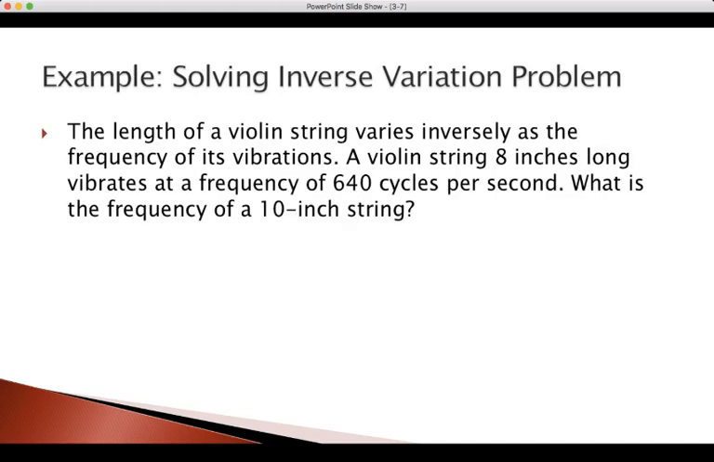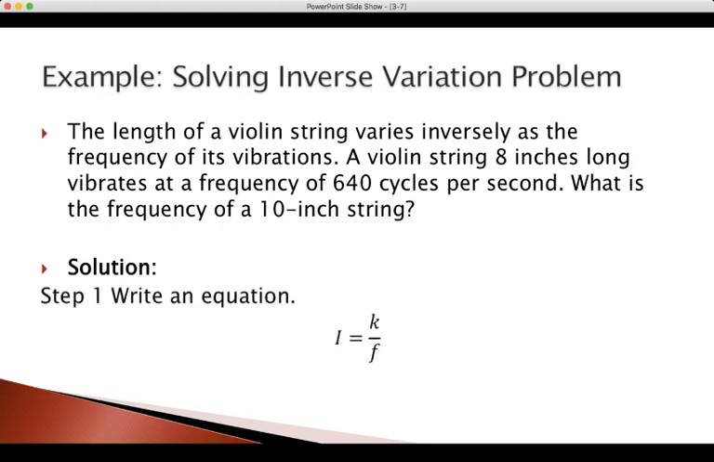Consider the problem. The length of a violin string varies inversely as the frequency of vibrations. A violin string 8 inches long vibrates at a frequency of 640 cycles per second. We have been tasked with finding the frequency of a 10-inch string. Step 1, we need to write our equation. L is equal to k over f. All right. Now we have our equation in hand.